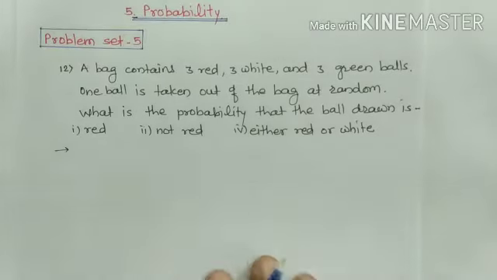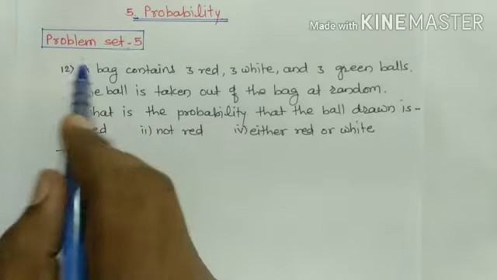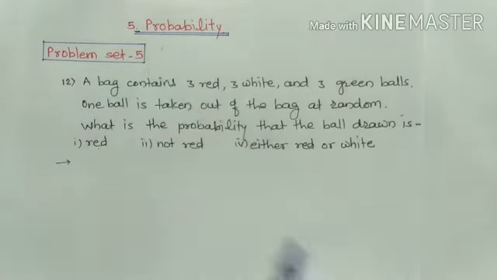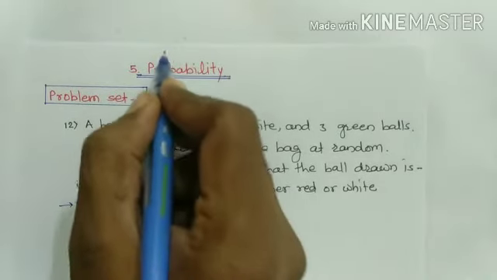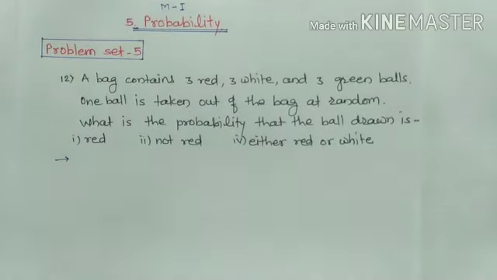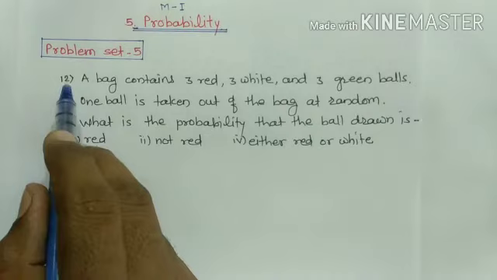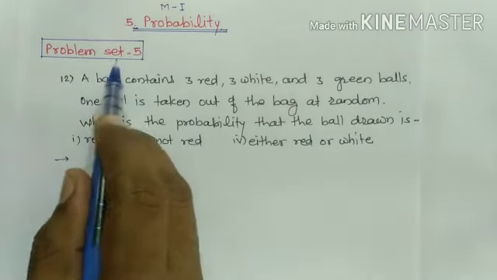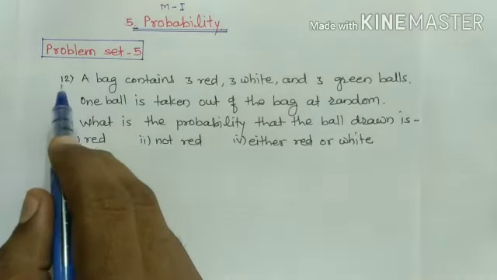Hello friends, in this video we are going to solve the remaining examples in problem set 5, that is from the chapter of probability of maths paper first. In the previous video we already solved first 11 questions from this problem set 5. Now we are going to start from 12th.